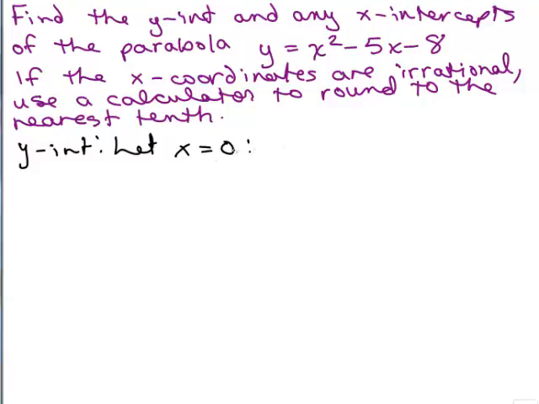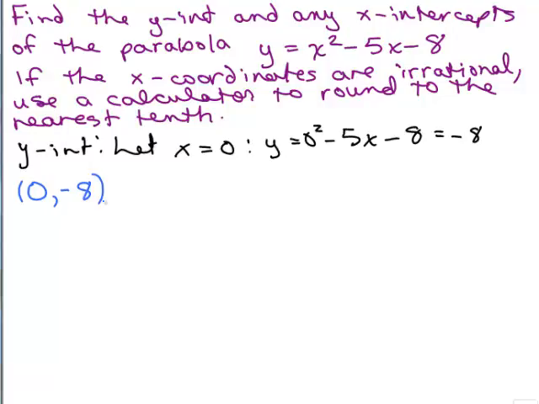So if we go up here, we're going to plug in 0 for x. We have 0 squared minus 5 times 0 minus 8. That's saying y is negative 8. So this gives us our y-intercept: when you put in 0 for x, we get negative 8. So we know that is the y-intercept.